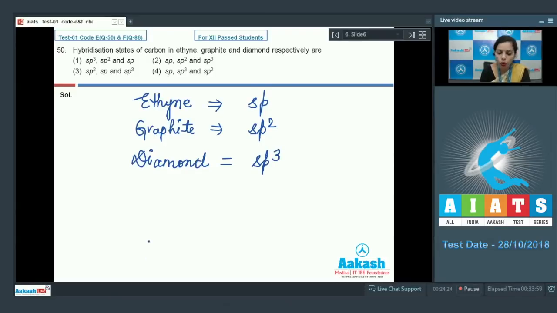And if it is so, let's find out the correct option for ethyne, graphite and diamond. The hybridization is correctly represented in option 2. The answer for this question is also option 2. I hope this question is clear to you.